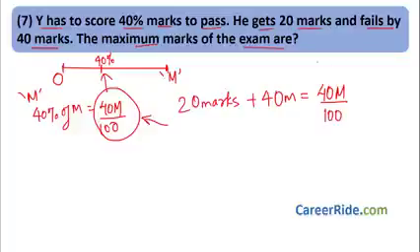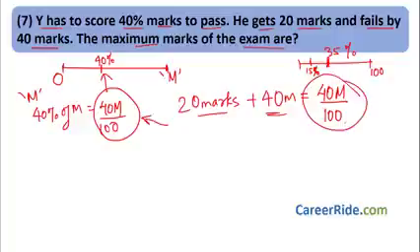See, if a person, say the maximum marks is 100 and 35% is passing, let us assume, and if a person gets 15 marks and fails by 20 marks, what does that mean? The person has 15 marks and he got 20 marks less than the passing marks. Same way over here, Y gets 20 marks and fails by 40 marks. That means Y gets 40 marks less than the passing marks.